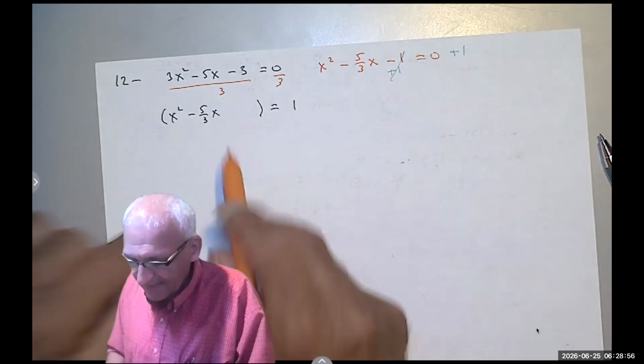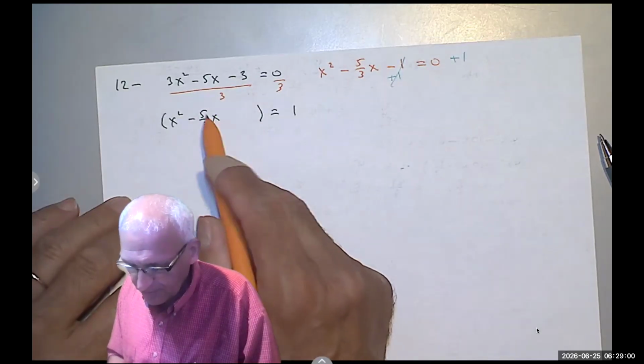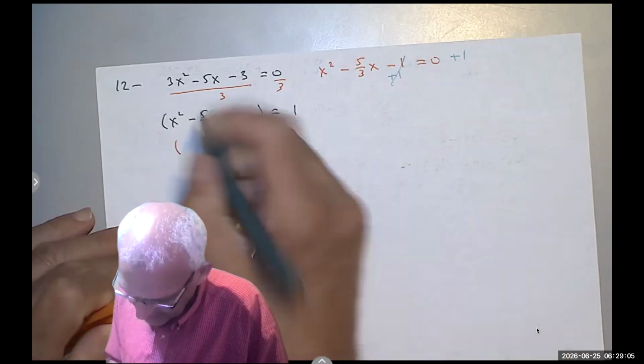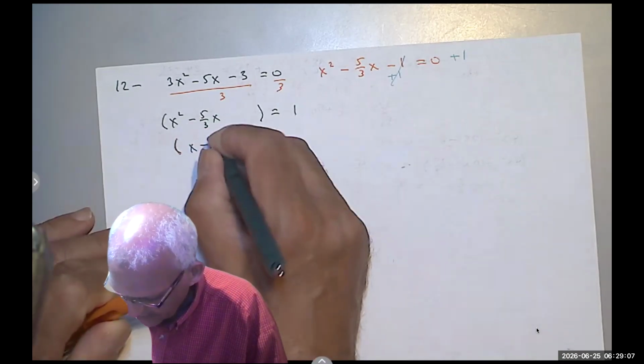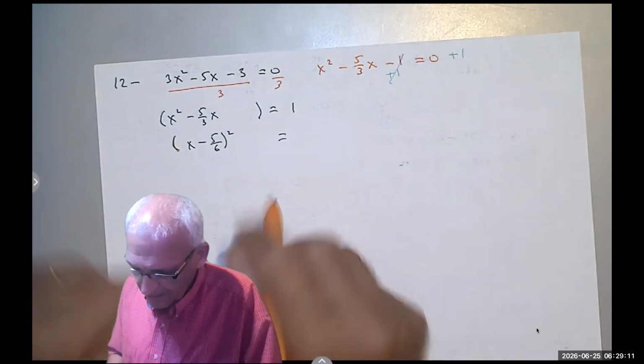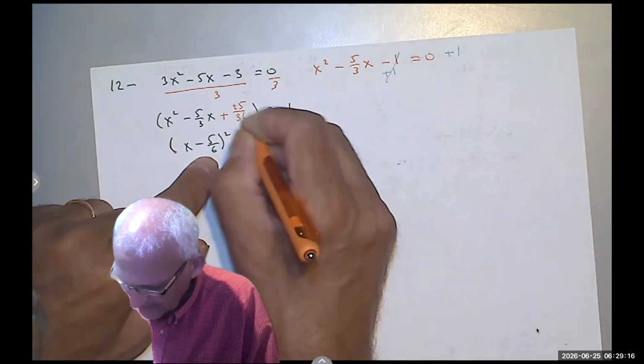When I do that, I know that this is twice a. So if I divide it by 2, it becomes 5/6. So I know the left-hand side eventually would be (x minus 5/6) squared. When I square that, I get 25 over 36.